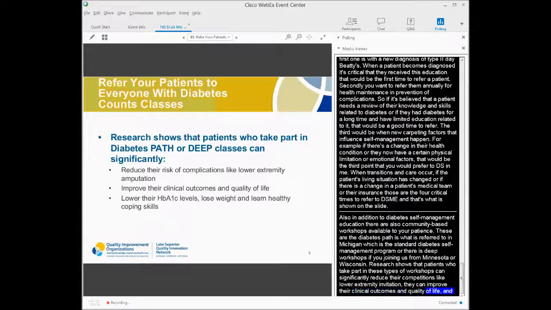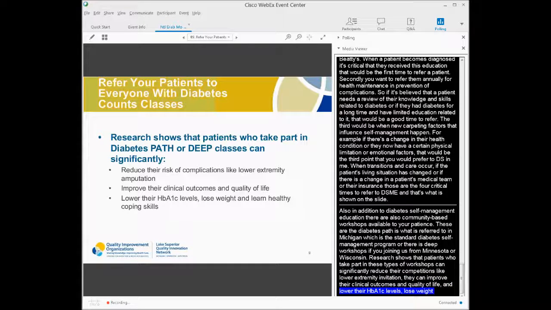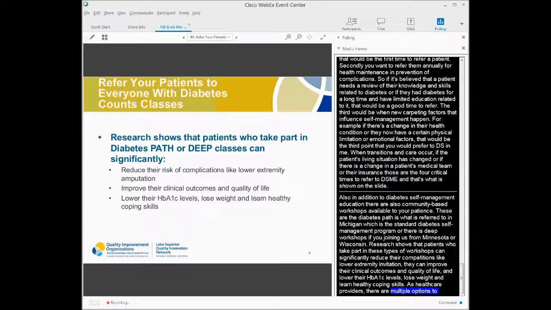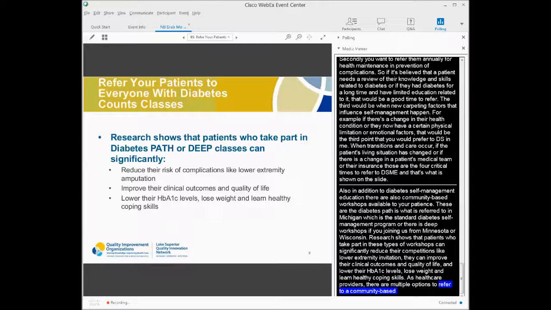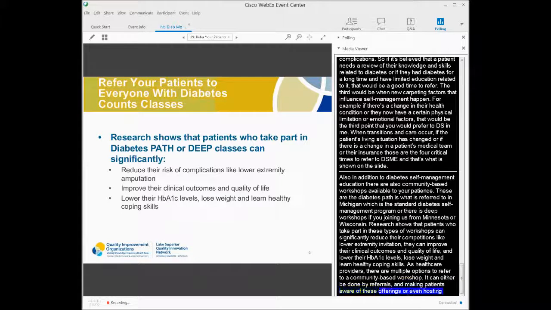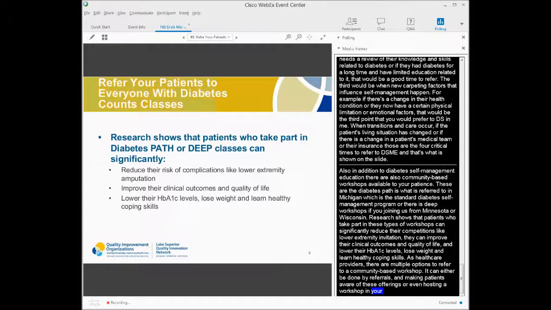So as healthcare providers, there's multiple options to refer to a community-based workshop. It can either be done, like I said, by referral and making patients aware of these offerings, or even hosting a workshop in your own office. So here in Michigan, we've hosted multiple workshops in provider offices, and we've received a lot of positive feedback.